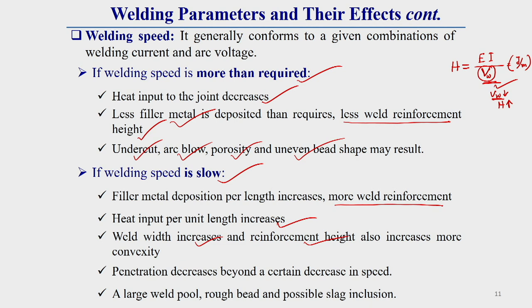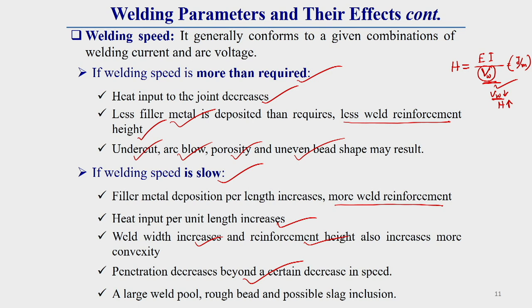So due to this slow speed of welding, generally we will get a more convex type of bead shape. Then, due to this slow speed of welding, penetration decreases beyond a certain decrease in speed. How it is, I will discuss.